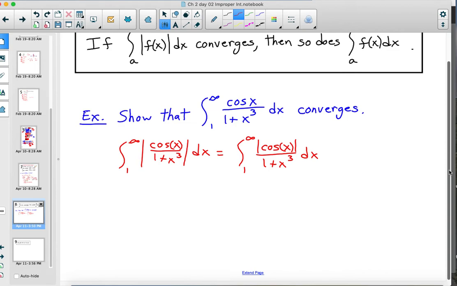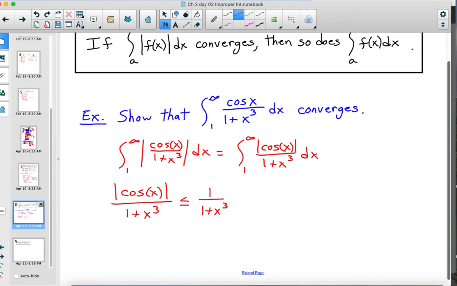Alright, so what do we know? Well, wouldn't you agree that the absolute value of cosine of x over 1 plus x cubed is always going to be less than or equal to 1 over 1 plus x cubed? Why is that so? Well, doesn't the cosine take on values between negative 1 and 1? So we know that the greatest that the cosine could equal is 1. So therefore, the absolute value of cosine of x over 1 plus x cubed should always be less than or equal to the fraction 1 over 1 plus x cubed.